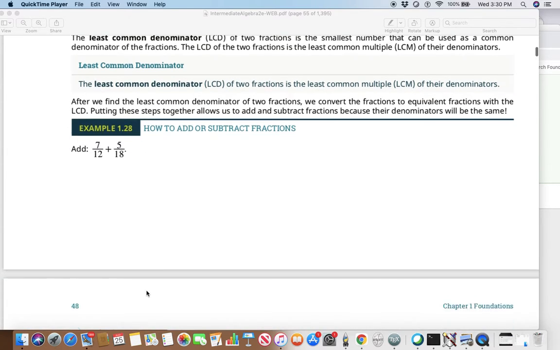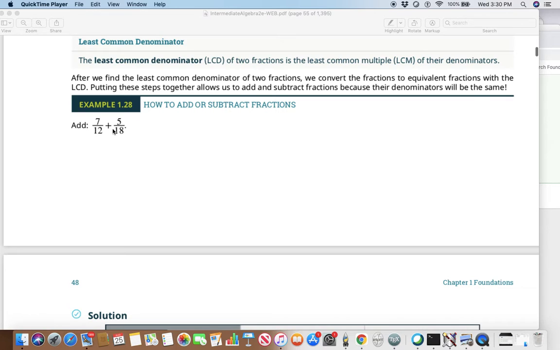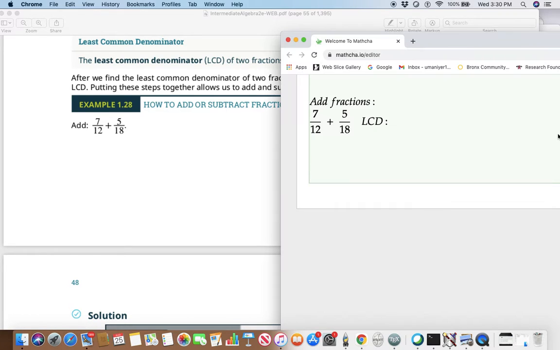For example, let's look at 7/12 plus 5/18. How do we find the least common denominator of these two denominators? Here is a straightforward approach. There are many approaches; this is just one of them. Start with the larger of the two denominators, 18. Does 12 divide 18 evenly? No, it does not. So 18 is going to be scratched away.